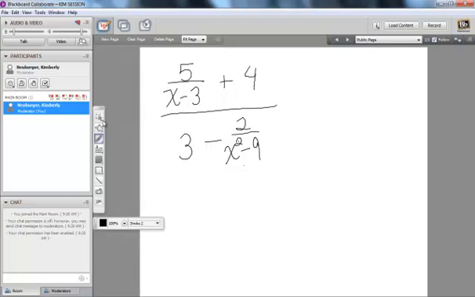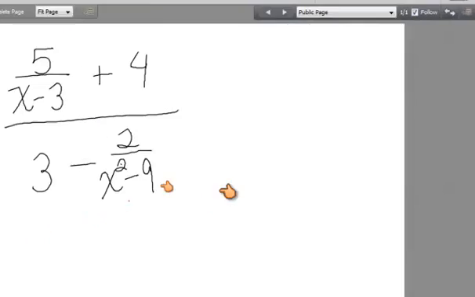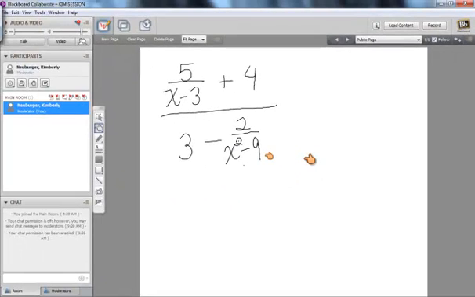Hi class, we're going to take a look at the second method for simplifying this complex rational. In the second method, instead of finding a common denominator for the numerator and a common denominator for the denominator, and then creating one fraction in the numerator and one in the denominator, all we need to do is take a look at the entire problem and find a common denominator for the entire thing.